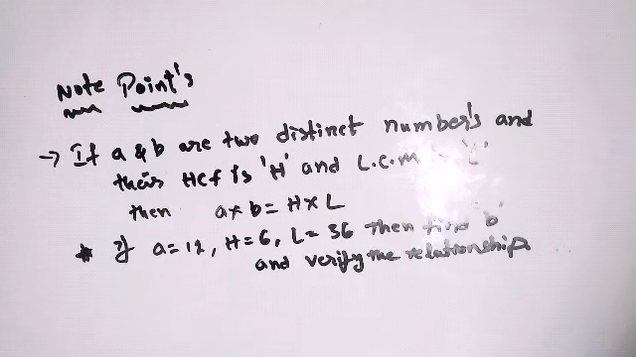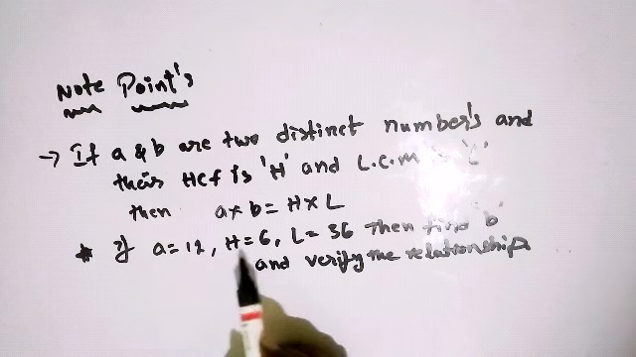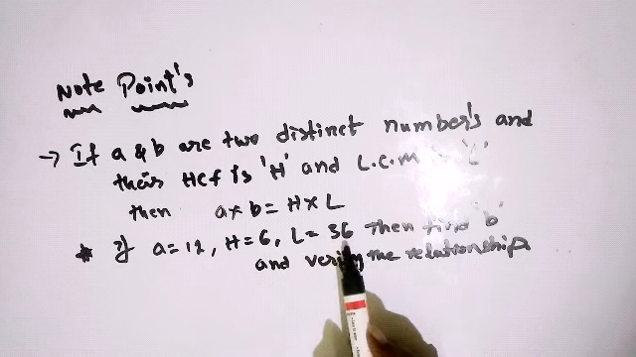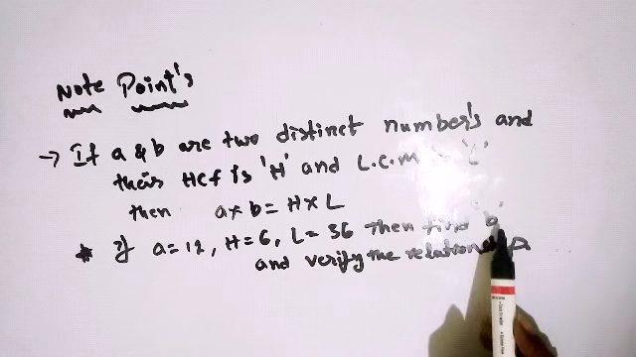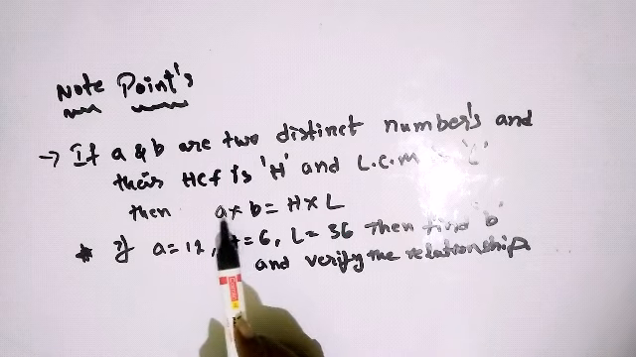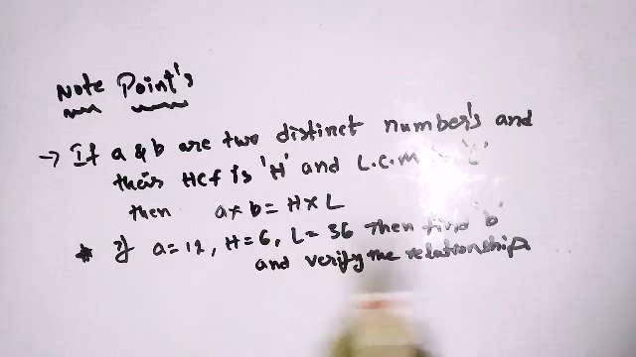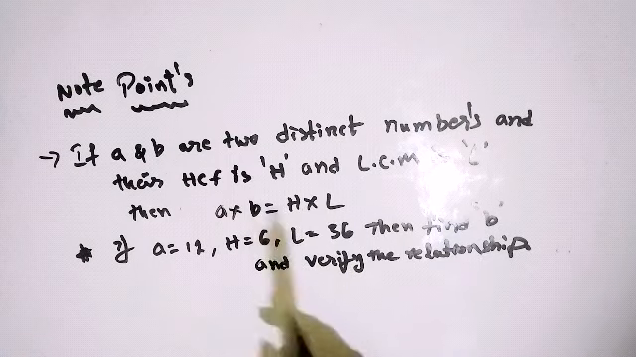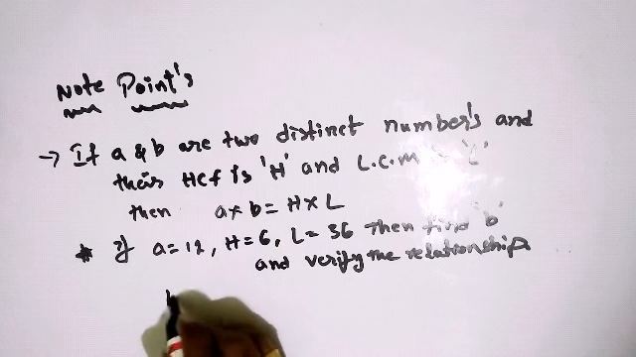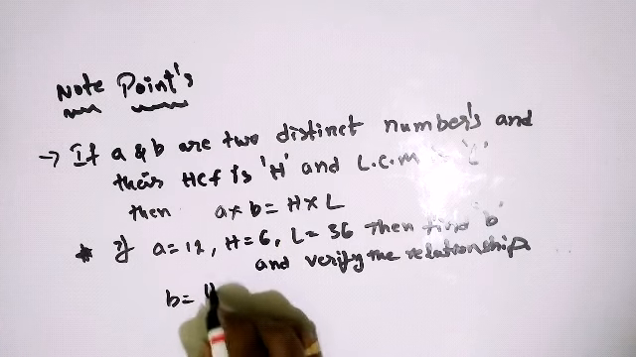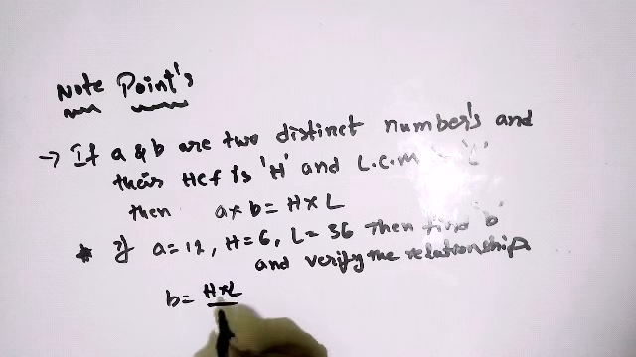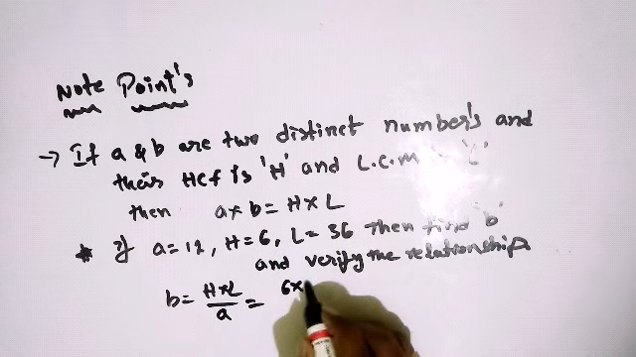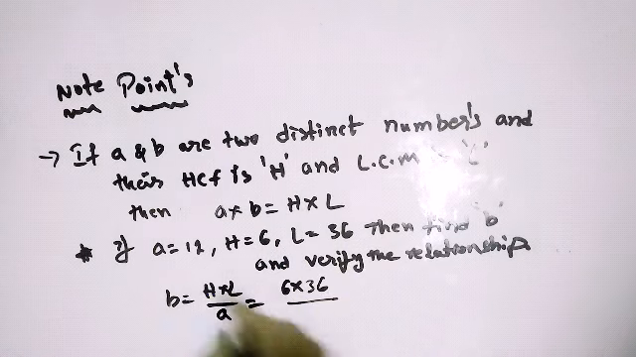So let's see one problem on this. If A equal to 12, HCF, that is H, equals 6, LCM L is equal to 36, then find B. So in two distinct numbers, we have the A value but we don't have B. We need to find B, but HCF and LCM are there. To find B, we have the formula B is equal to H into L by A. Substitute here: H is 6 into 36 by A. A is 12.